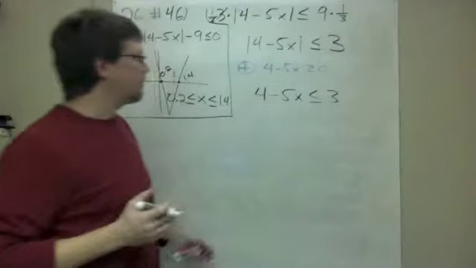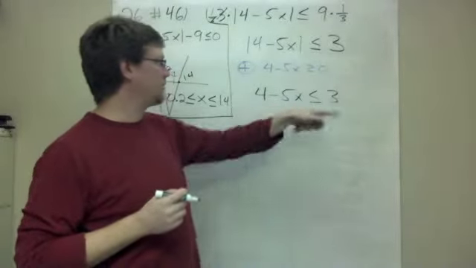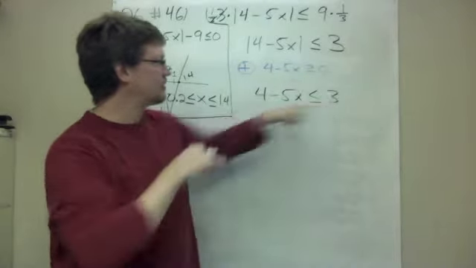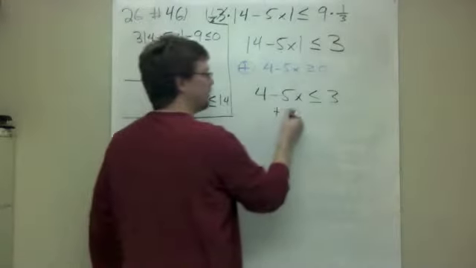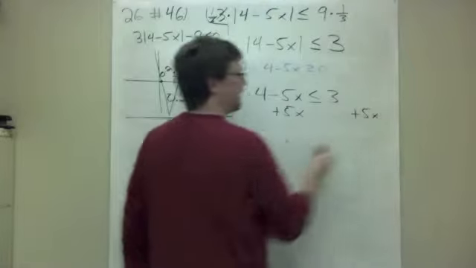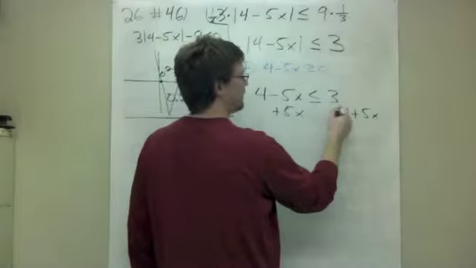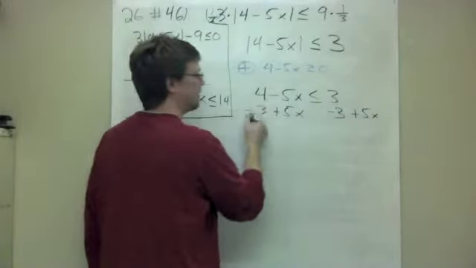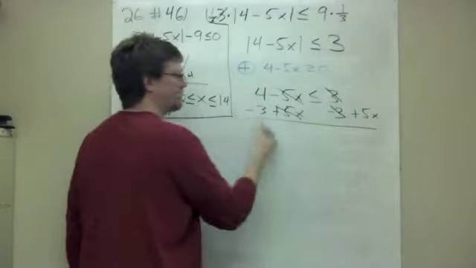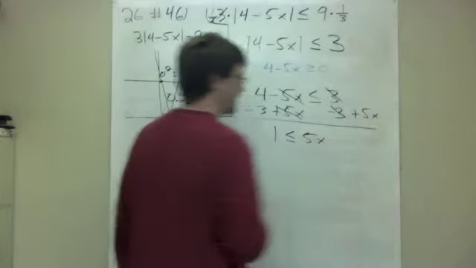Okay? Now there's a couple ways of doing this. I could subtract the 4 over to the other side and then divide through by a negative 5. But in this case, I'm actually going to add the 5x to both sides and I'm going to subtract 3 from both sides. I do that so I don't have to worry about flipping my inequality. I'll get the same result anyway, but I don't have to do that extra step. So if I subtract 3, cancel, cancel, cancel, cancel. 4 minus 3 is 1, is less than or equal to 5x.